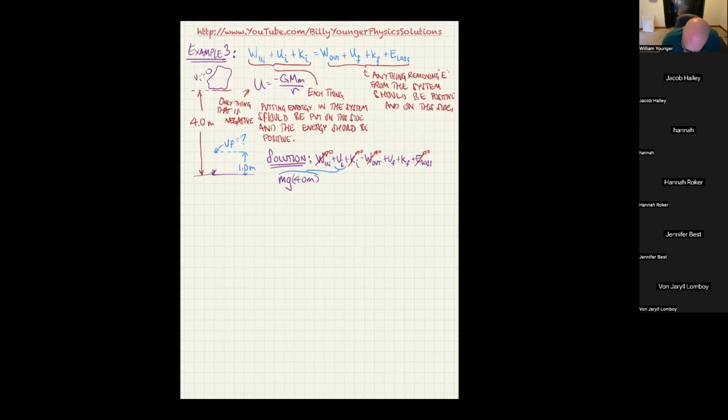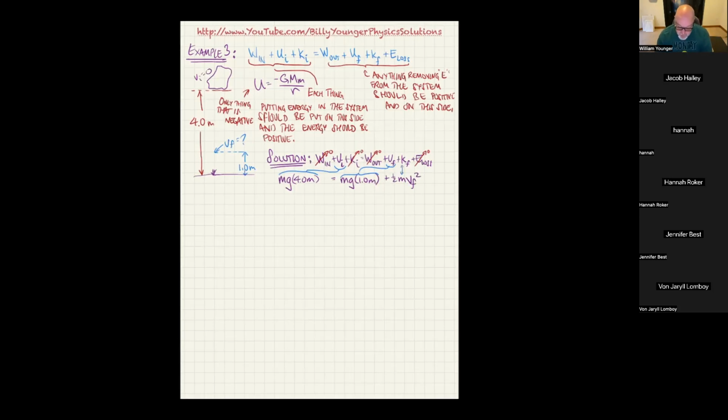Now the term on the right is going to be mg times 1.0 meters. And then that term right there, I'm going to change colors again. That term right there is this term. And then I'm going to say plus 1/2 m v final squared, like that. Okay. And I think you can tell that that term came from this one.